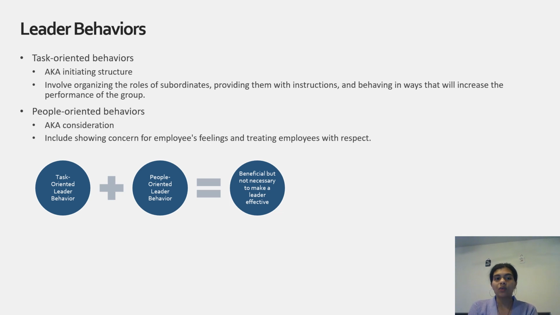This task-oriented, also known as initiating structure, is organizing the roles and behaving in ways that will increase the performance of the group overall. People-oriented behaviors, which is also known as consideration, is more so concerning your employees' feelings. You're treating them with respect. You generally care about their well-being, and they demonstrate their concern through actions and decisions.